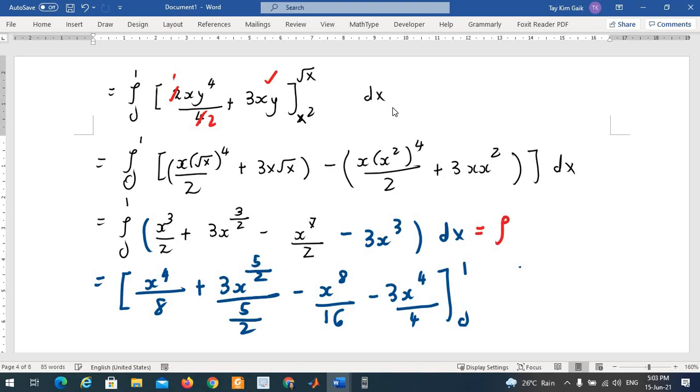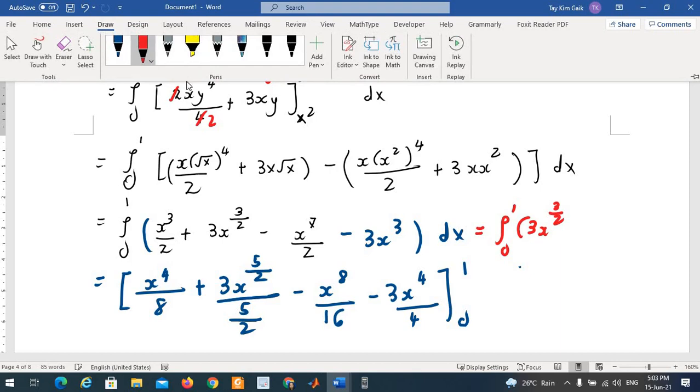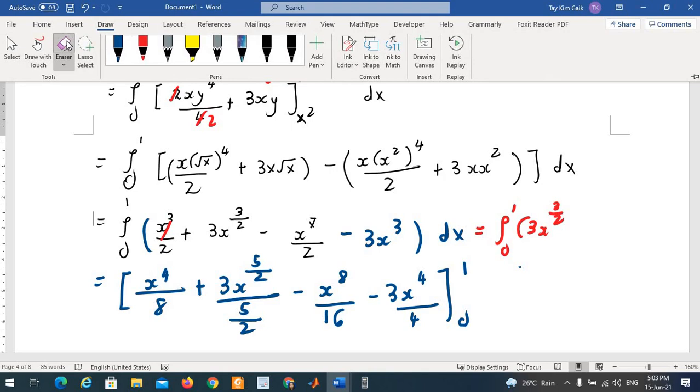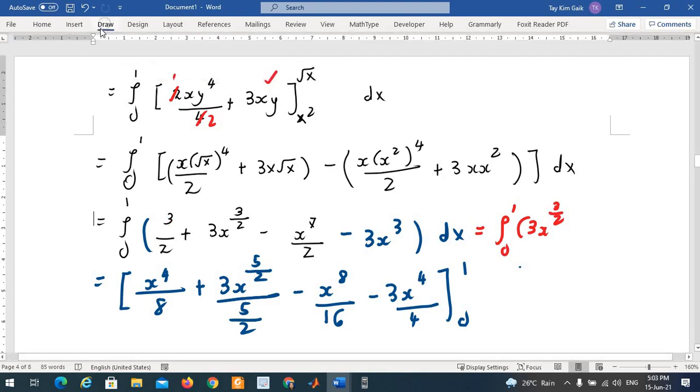0 to 1. Okay, half minus 3. This one, 3x to the power 3 over 2. Okay, this is x cubed.